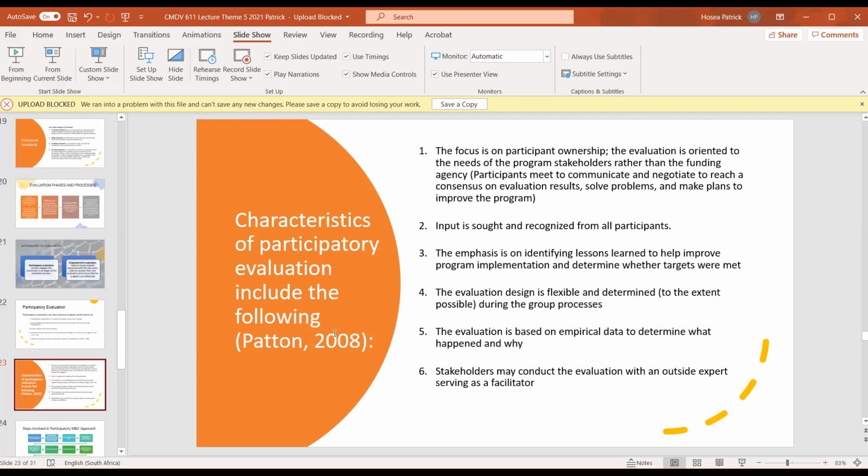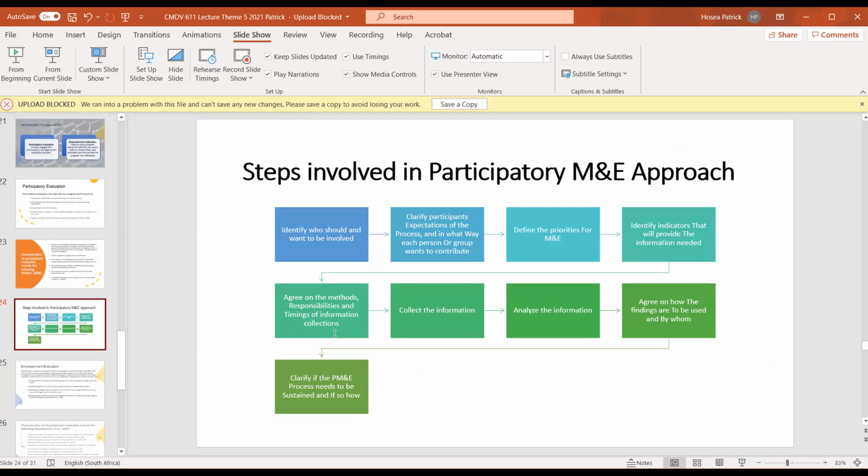And then there are steps that we need to look at when we discuss participatory evaluation. We must identify who should and want to be involved. We have to identify who should be involved, and then who wants to be involved, right? We must clarify the participants. In participant clarification, we talk about the expectation. What do we expect from each person in the evaluation process?